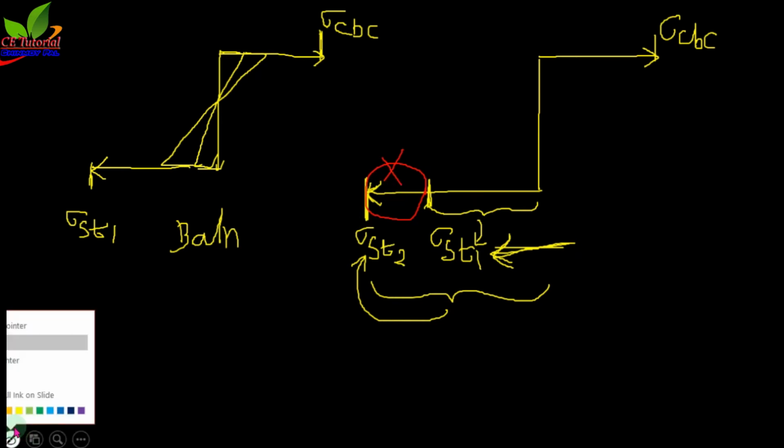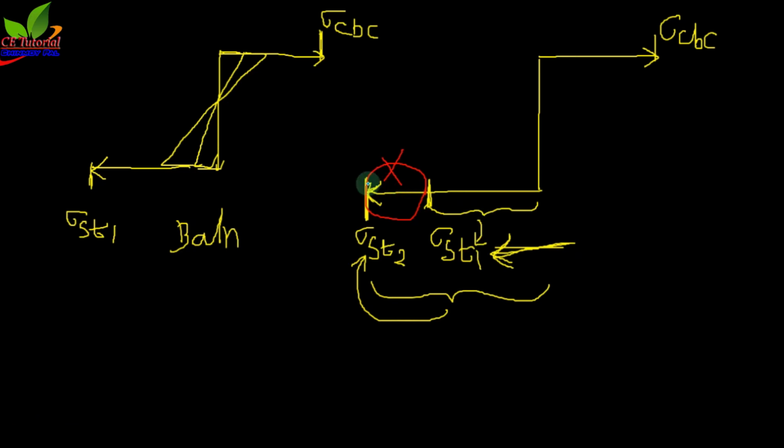So how will the strain line rotate for that case? If I connect sigma CBC and sigma ST2, then this is the strain line. But this case is not possible, because stress value of steel cannot reach sigma ST2, because IS code provides us only this sigma ST1 value. Beyond sigma ST1 we cannot go in case of steel. So the strain line will rotate and it will stop at this particular point. Now if I draw a strain line here, then you can see this is the strain line.